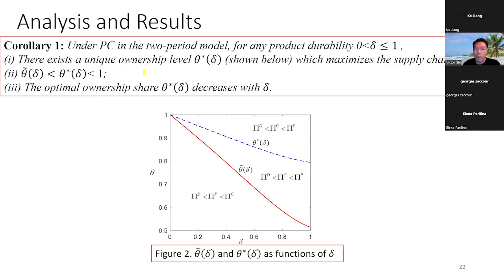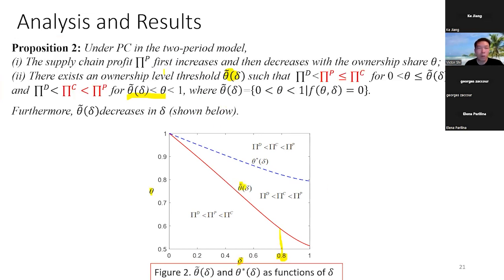The next result is about the same thing, but here we focus on the optimal ownership share. So there exists a unique ownership share theta star, which maximizes the supply chain profit. And here is the blue line. As we can see here, as delta, the durability, increases from 0 to 1, the optimal ownership share will decrease from 1 to about 80%. So this is one of the related results as this one.